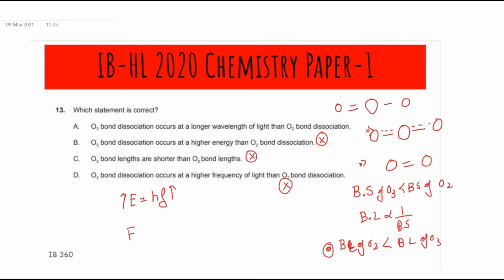Now we know that E equals hf, which is also equal to hc by lambda. So energy is inversely proportional to wavelength. Here option A says O3 bond dissociation occurs at a longer wavelength of light than O2 bond dissociation. Now obviously O3 requires less energy. So as energy is less, and energy and wavelength are inversely proportional, we would require a photon of longer wavelength as compared to O2 for O3 bond dissociation. So option A is correct in this case.